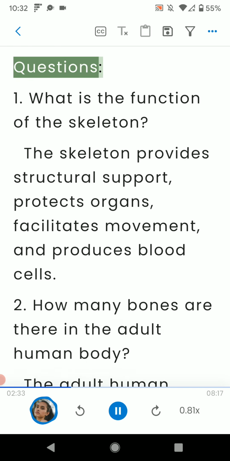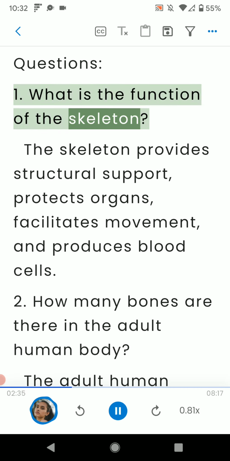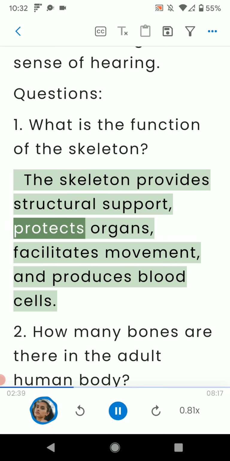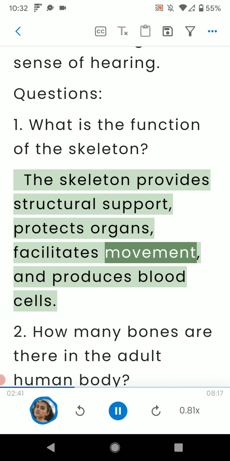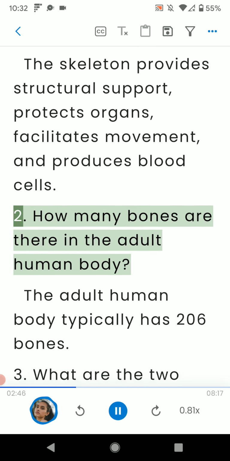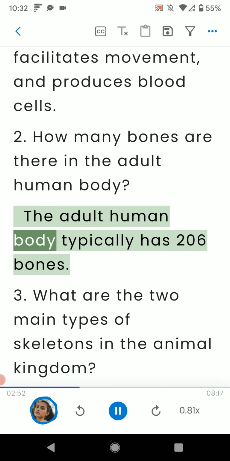Questions. 1. What is the function of the skeleton? The skeleton provides structural support, protects organs, facilitates movement, and produces blood cells. 2. How many bones are there in the adult human body? The adult human body typically has 206 bones.